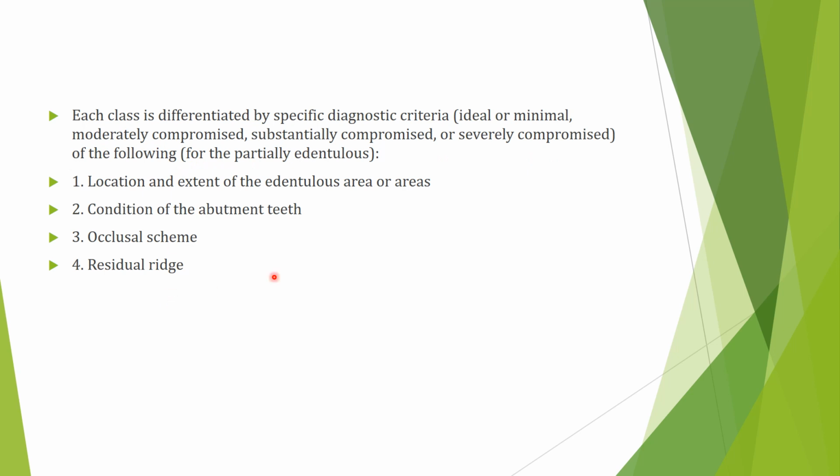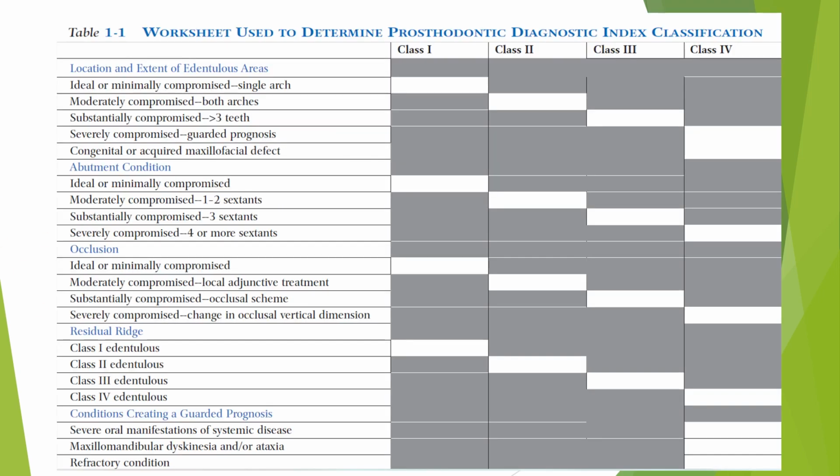And there are four factors: location and extent of the edentulous area, condition of the abutment teeth, occlusal scheme, and the residual ridge. Okay? Coming to a worksheet which is given in our Rosenstiel book, it's used to determine the PDI classification. So this is just an example, guys.